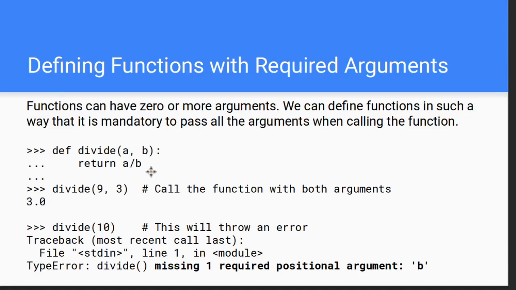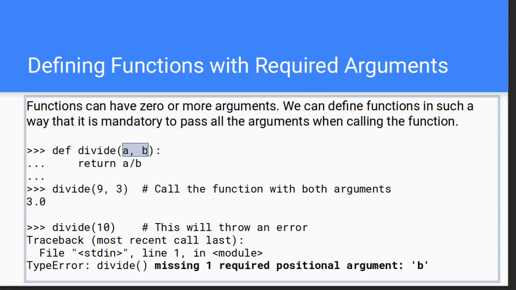So if we want to require arguments, we just define the parameters. Like here we have A and B, so if we try to run divide 9 by 3, we'll get 3. But if we try to divide 10, we're going to get an error, and it's going to say missing one required positional argument, B. So we didn't pass this.